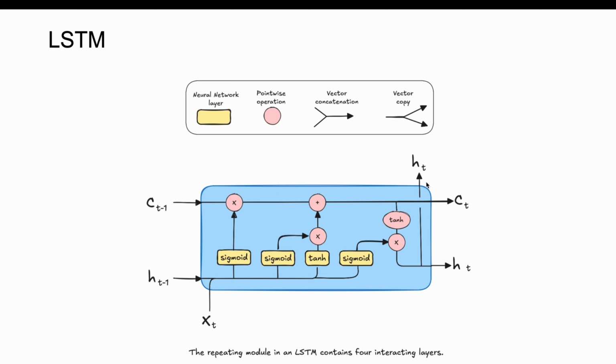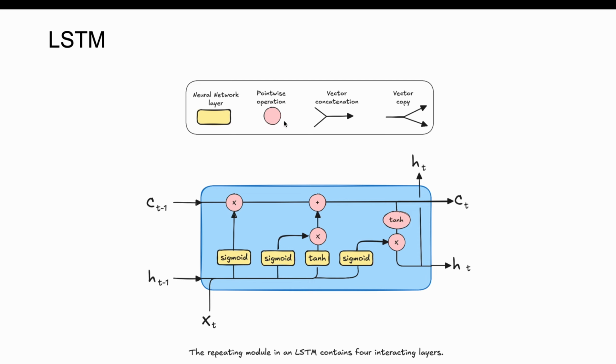In this single LSTM unit, there are multiple things happening. We'll discuss this in a step-by-step manner so that it becomes clearer. Let's first look into the legends. Here we are using the yellow color box for a neural network layer. We are using the pink circle for pointwise operation.